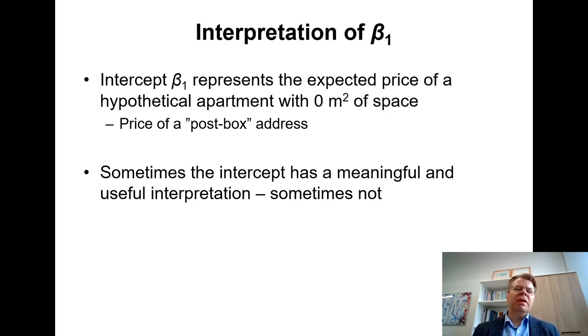But in the present context, we can think about this intercept beta 1 as the price of a hypothetical apartment that has only 0 square meters of space. So it would be like the price of simply an address without any square meters to live on. Sometimes the intercept term has a more meaningful and useful interpretation than this, but sometimes not. Very often this beta 1 is not so interesting to us. Like in the present example, it's not a very meaningful concept, but it's anyway useful to have it in the model.